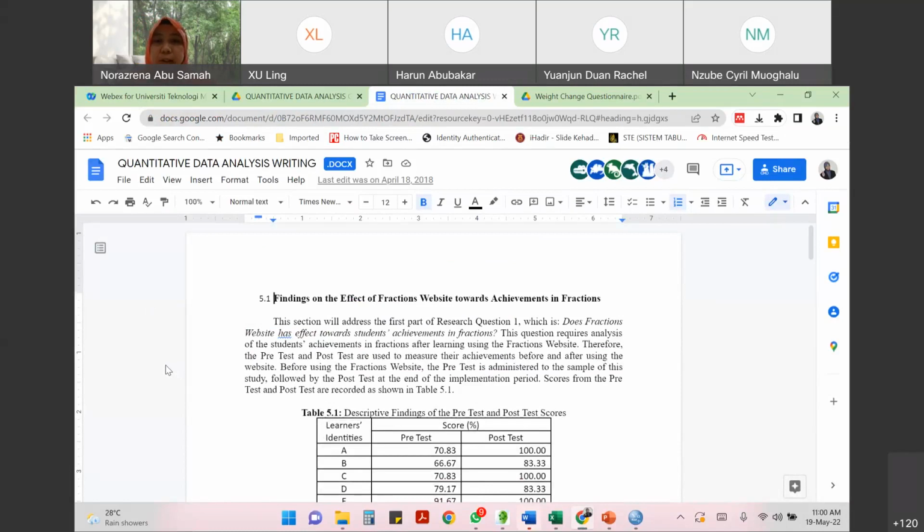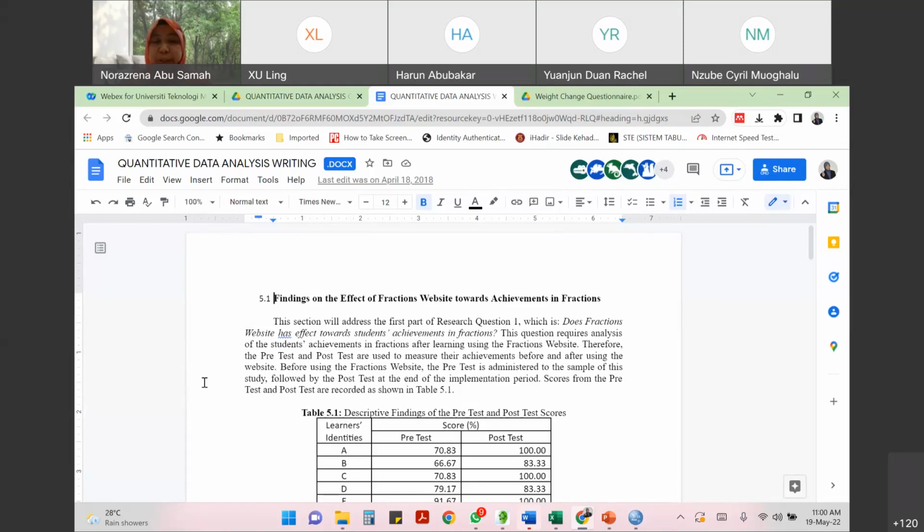It's about results and findings. So how to write your chapter 4 or 5 for results and findings. The first one, of course, 4.1 or 5.1, is the introduction. And then 4.2 or 5.2 is the findings of the first research question.